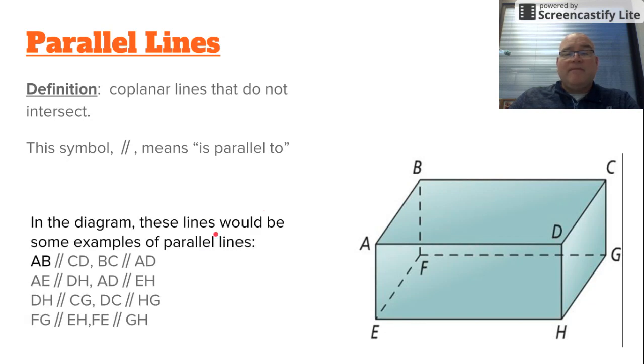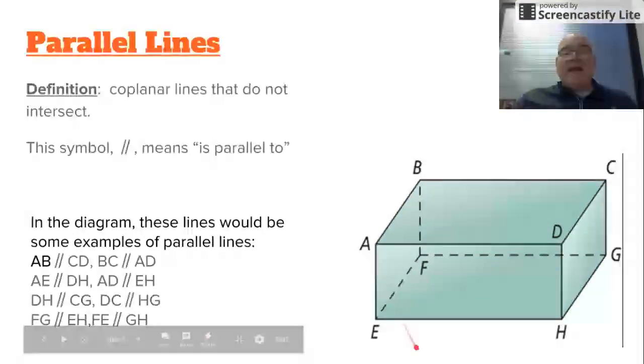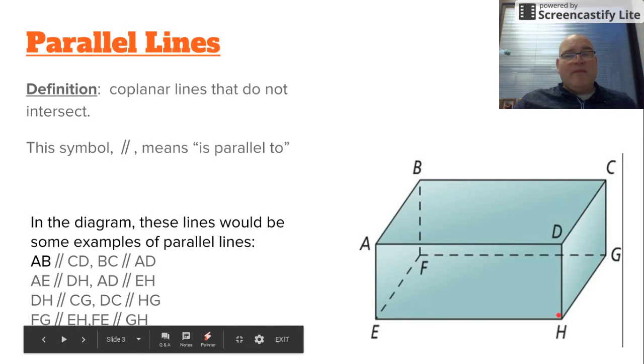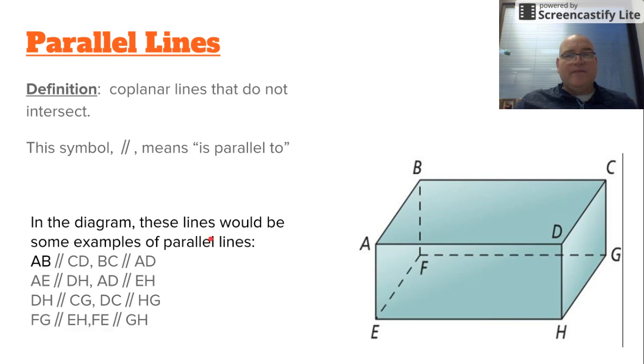In our diagram, examples of parallel lines would include AB and CD. They're both coplanar. They're on the top plane of the box. BC, AD, also coplanar because they're on the top edge of the box. AE, DH, the front edge of the box. AD, EH. And you can see more of these examples.